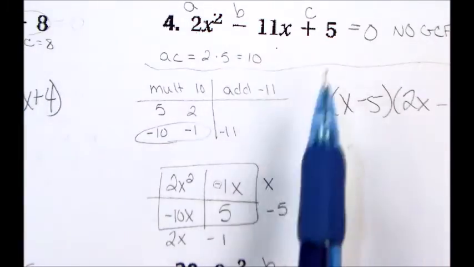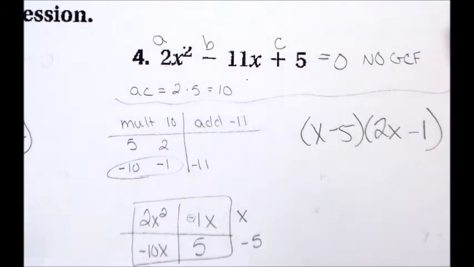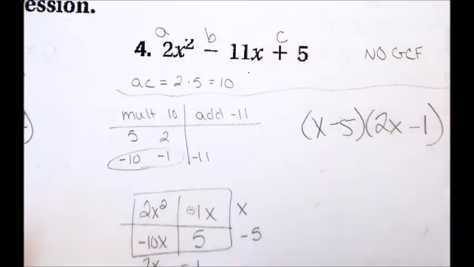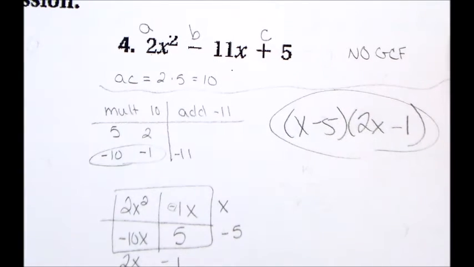Notice I did have this set equal to 0. I had done the problem more than I needed to, so you can totally ignore the fact that that was set equal to 0. I should have just done it without that in the very beginning. So your final answer in factored form is x minus 5 and 2x minus 1.